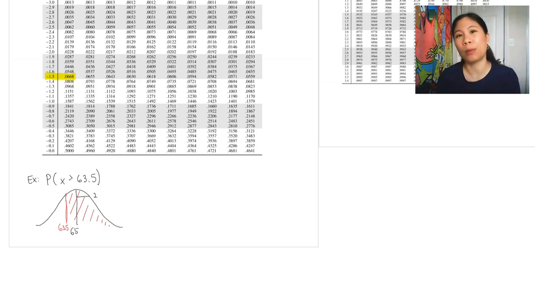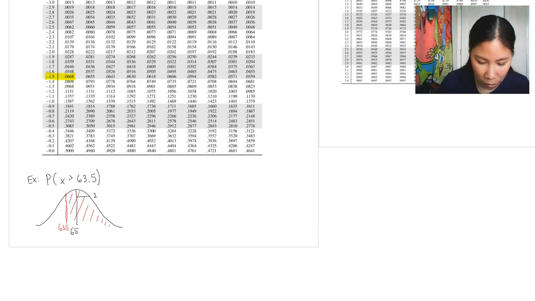For every problem that we do of these, we want to make sure we draw the picture. Not only is it helpful for us to visualize what we're doing, but it is also something they look for on the AP test. They want to make sure that you are using the correct numbers, and one way to show that is by doing the picture. Okay, so once we have it shaded in, our first step is to find the z-score.